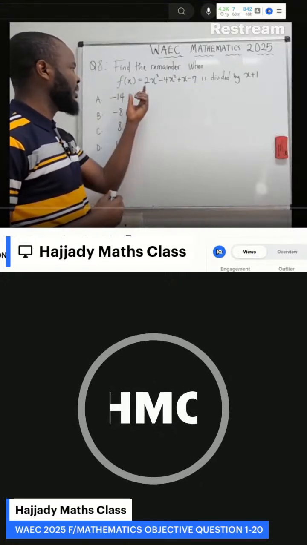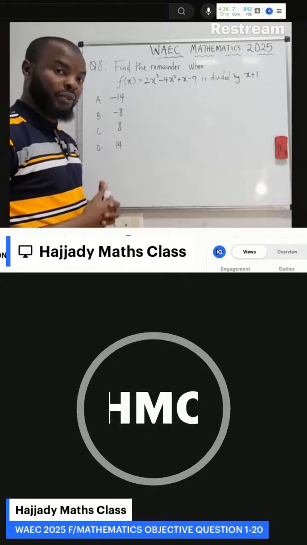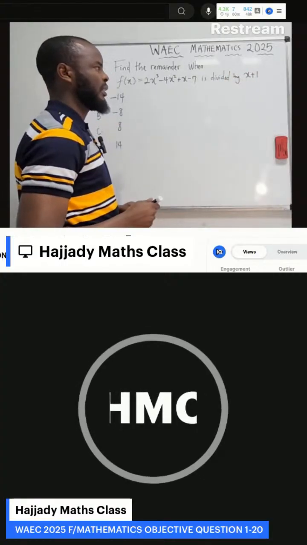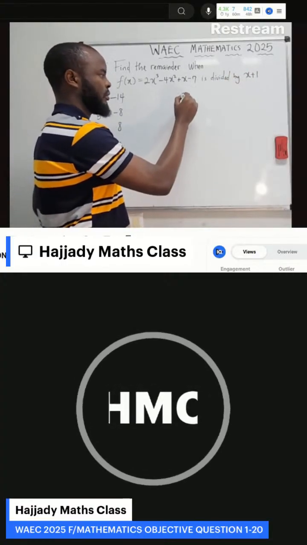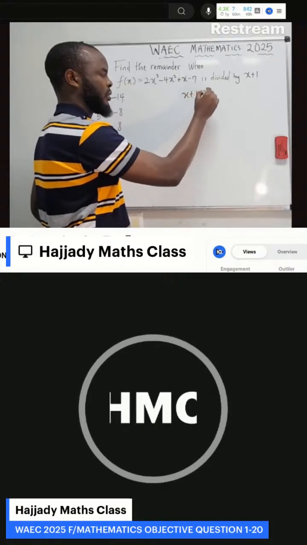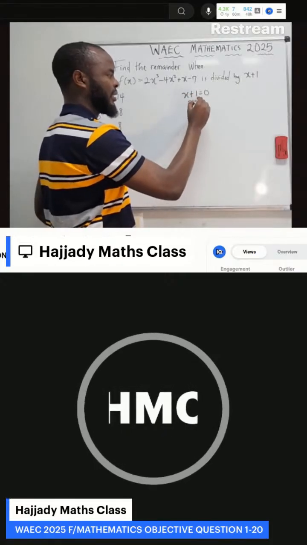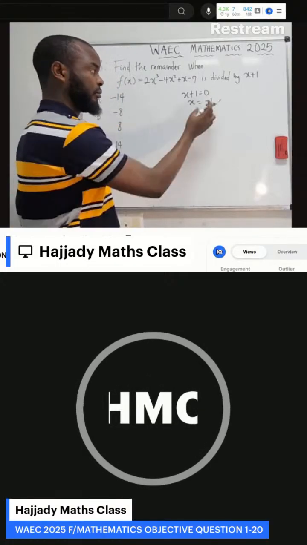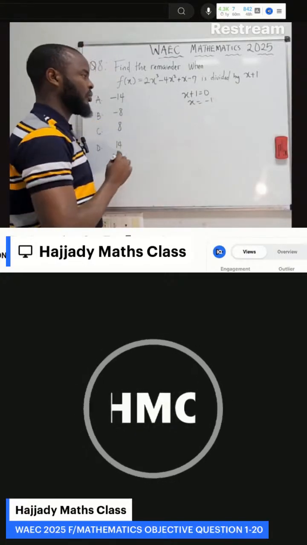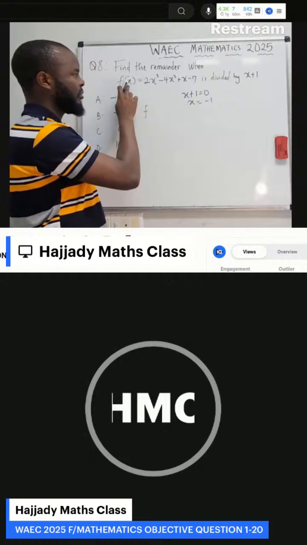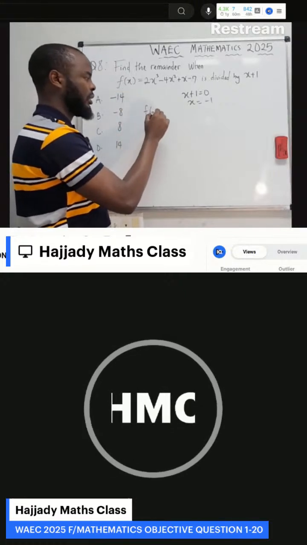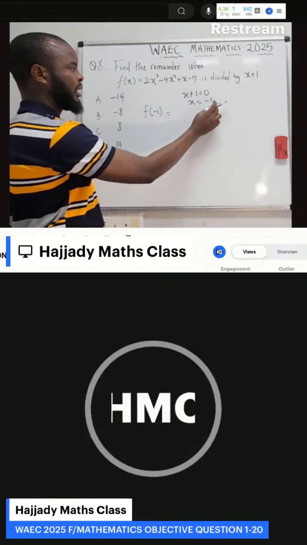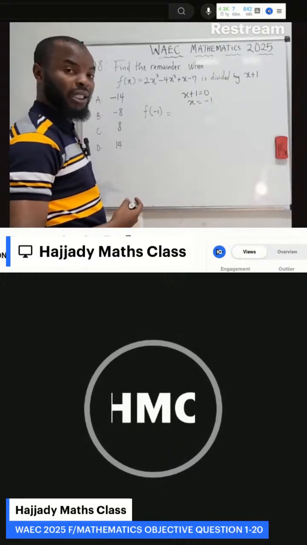Today we'll be doing question number 8. Find the remainder when this function is divided by x plus 1. Actually, there's a rule, but to make it easier for you, equate this to 0. Here we have x plus 1 equals to 0. Then x is negative 1, which makes it very easy to do. So what we want to do is, we have f of x. Instead of x, we have the solution for x, which is negative 1. Plug this into the equation to see what the remainder is going to be.